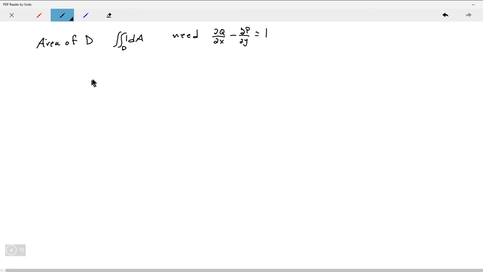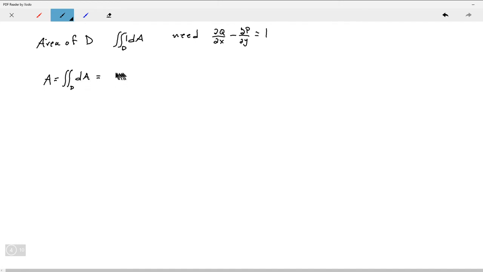I could pick p to be 0 and q to be x, right? And then I would take the derivative that way. I could choose p to be negative y and q to be 0, and take the derivative that way. Or I could take p to be negative 1/2 y and q to be 1/2 x. All of them satisfy, but the way that we normally do this is to do the x and the y. All right, so the area is going to be the double integral over D of dA.